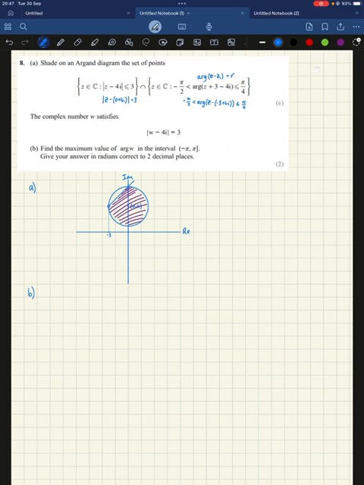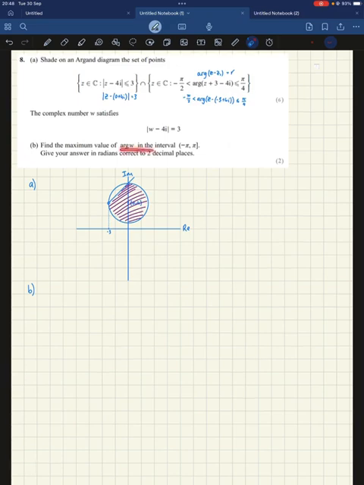The complex number W satisfies this. Now straight away, if you notice, this is basically this, except we've got an equal sign over here instead of an inequality, and we have W instead of Z. But same thing, it's going to be a circle, radius 3, centered at 0, 4. Find the maximum value of the argument of W in this interval.